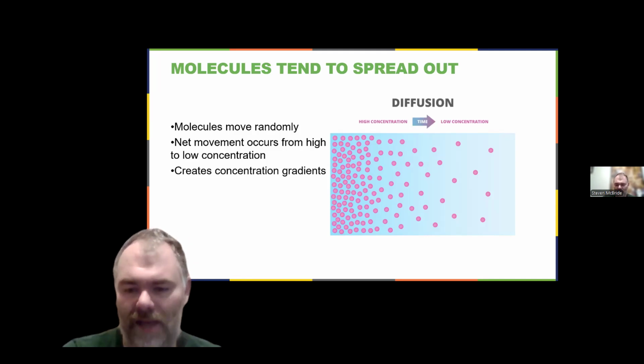As molecules spread, they create what we call concentration gradients, differences in concentration across space. Diffusion is extremely important in biology because cells constantly rely on concentration gradients to move substances into and out of the cell.